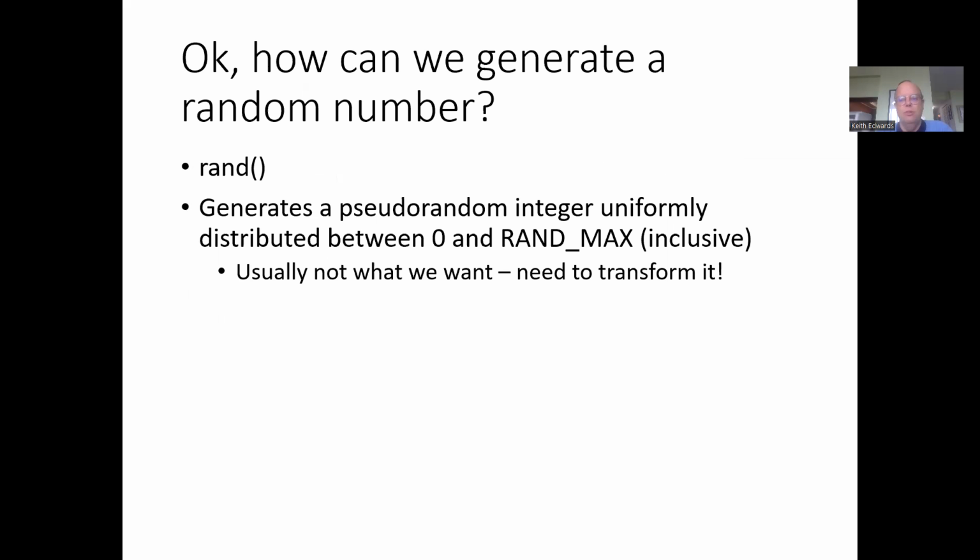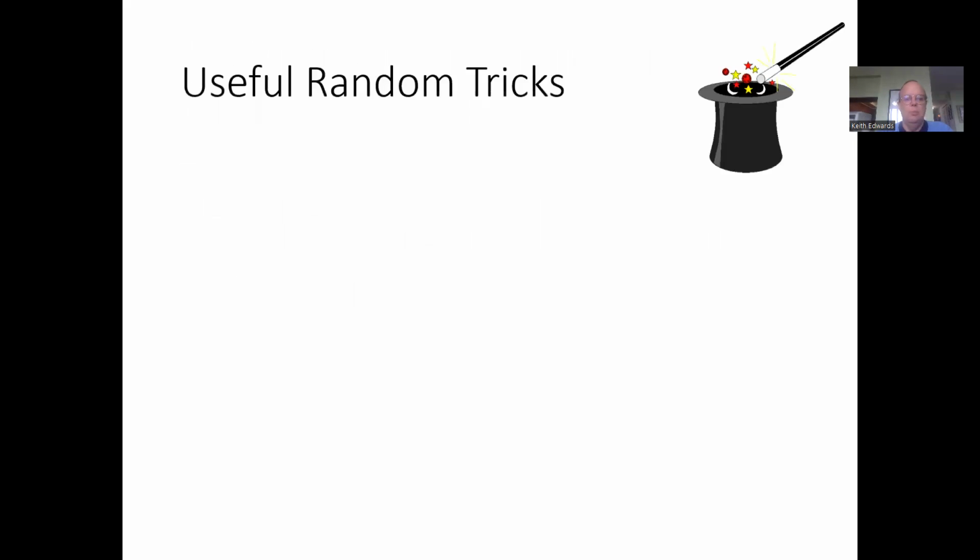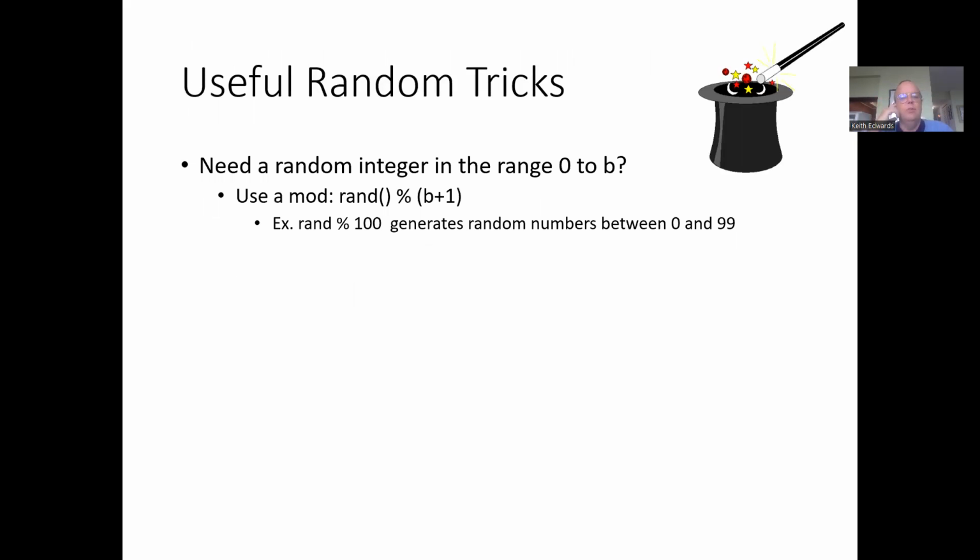CS241 actually covers the way that you do that mathematically, but the command in C++ is rand. And so you can generate a pseudo-random number between 0 and RAND_MAX. Usually we don't want numbers in that big of a range, so we need to transform, and we can do that with the modulo operator. So if we want something between 0 to b, we can do rand percent b plus 1. So, for example, rand percent 100 generates random numbers between 0 and 99.